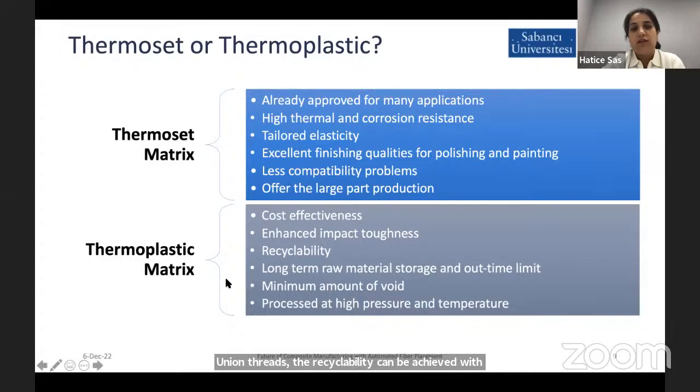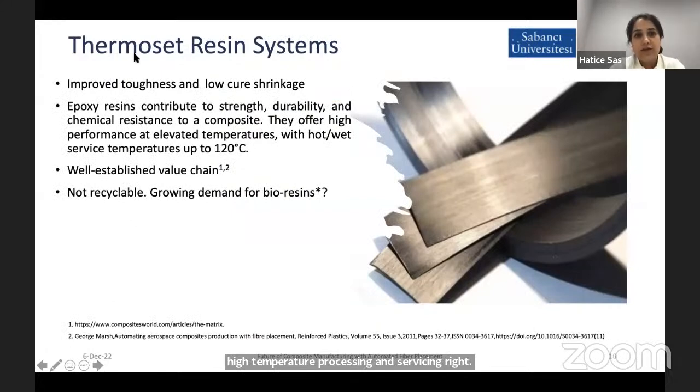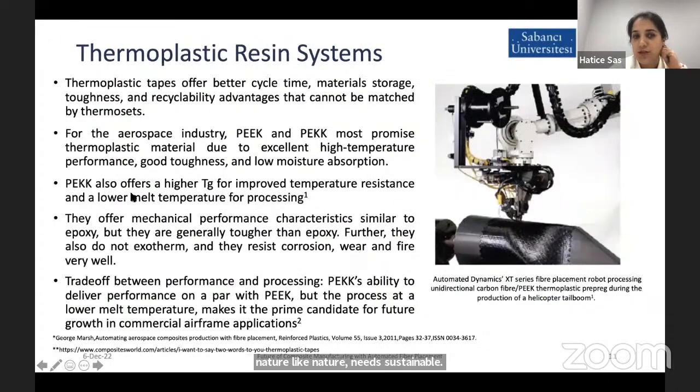Another thing with the thermoplastic matrix is they don't have shelf life, so storage is not a problem, and you can work with more void free parts, and you can go with high pressure and high temperature processing and servicing. So thermoplastic is promoting itself, and with the thermoset resin matrix, those are the applications. They have well known advantages, but they are not recyclable, so you cannot satisfy the demands regarding the nature needs, sustainability needs. But with the thermoplastics, you can achieve it.